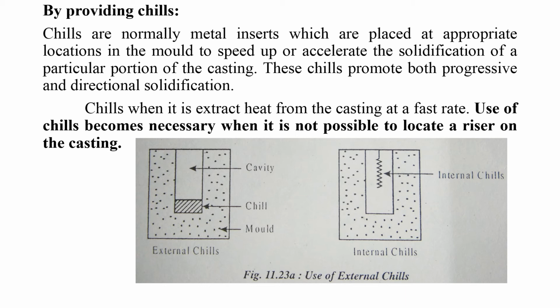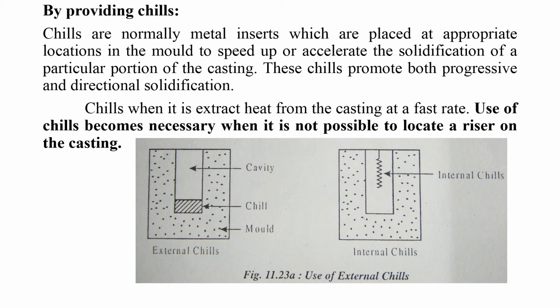That's the main concept. Why are chills used? What is the need of chills? The main concept is: first, they are normally metal pieces placed at appropriate locations. Second, they are used in the mold to speed up or accelerate the solidification of a particular portion of the casting. That's why chills are used. The chills promote both progressive and directional solidification.